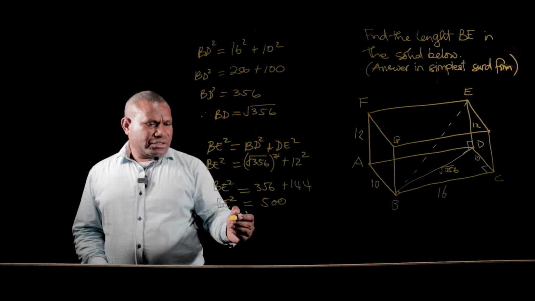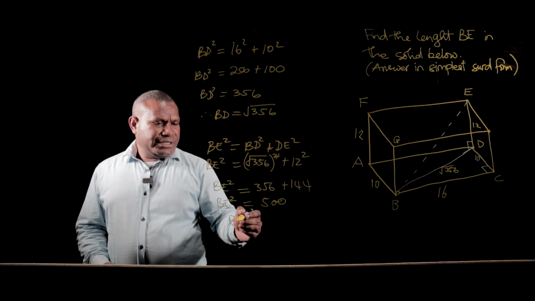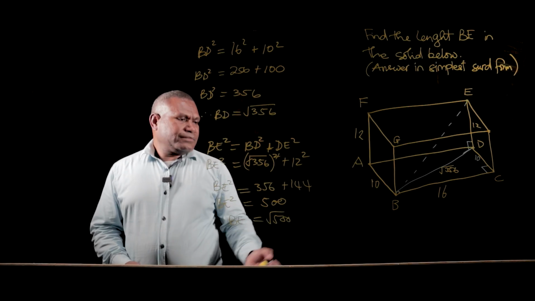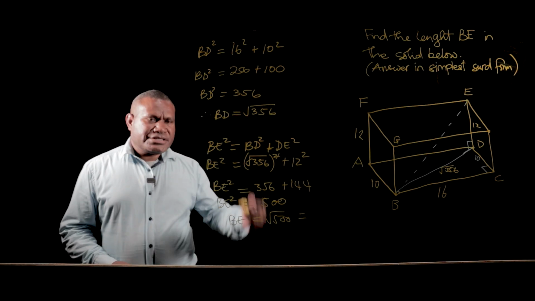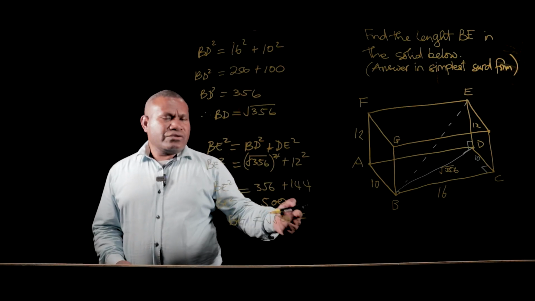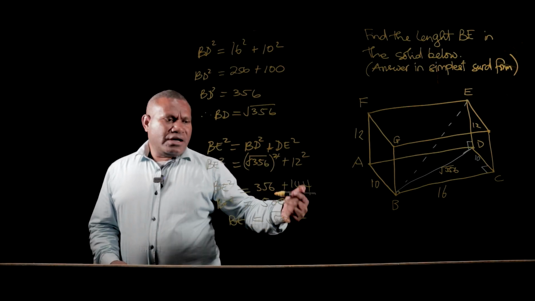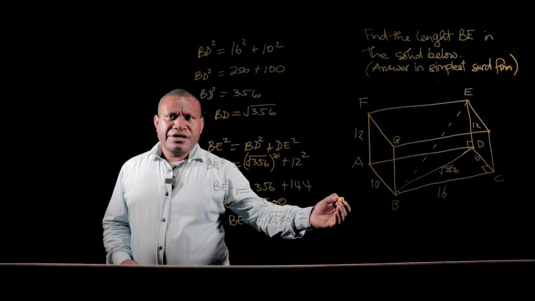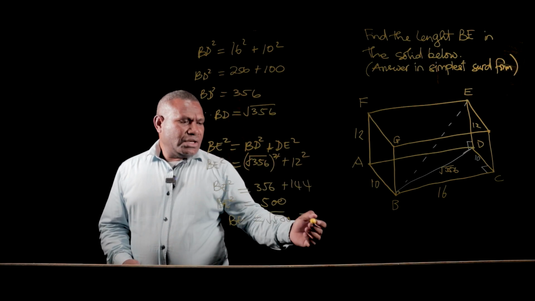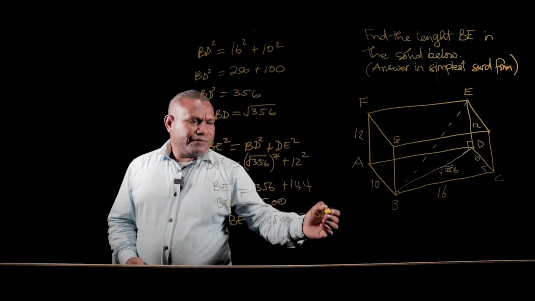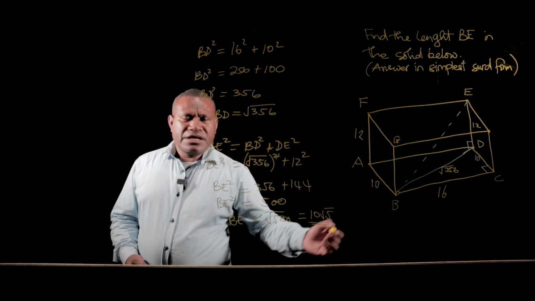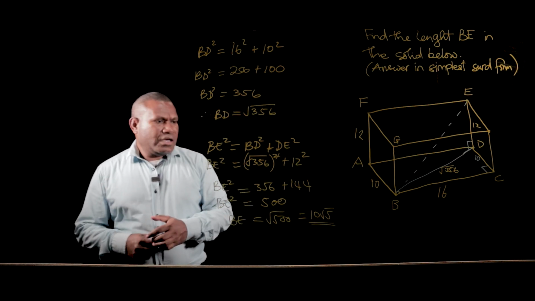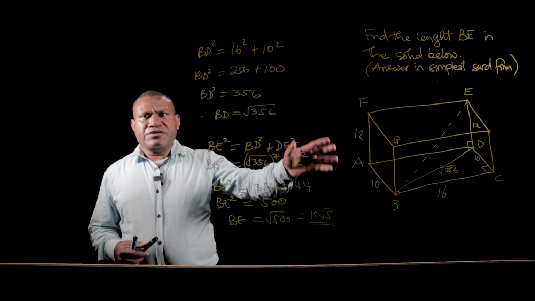So when you take the square root, BE is now equal to the square root of 500. But in simplest terms, the square root of 500 is the same as the square root of 5 times the square root of 100. So the square root of 100 is 10. So we say 10 square root of 5 is the simplest surd form. Right, so this brings us to the end of our calculation.